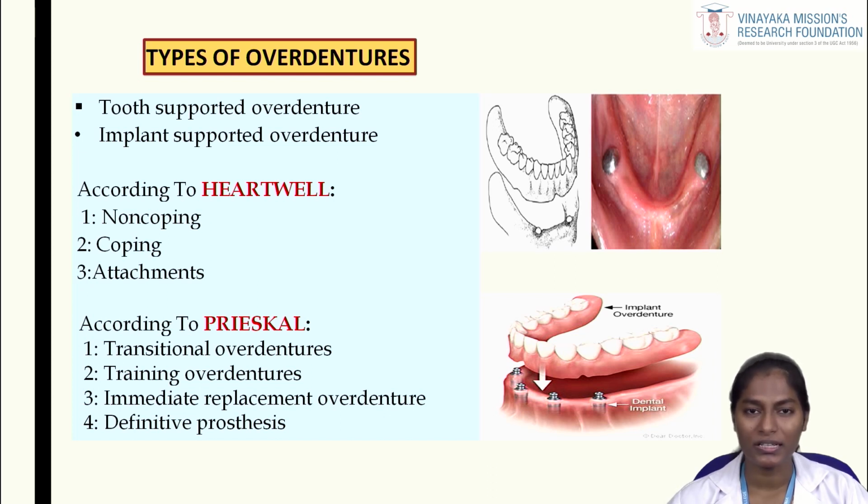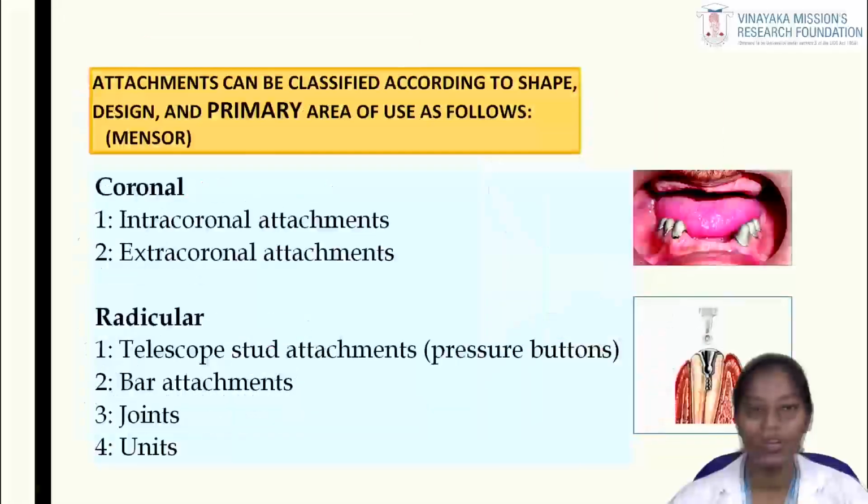Next, according to Priscall, he classified the overdenture as transitional overdenture, training overdenture, immediate overdenture and definitive overdenture. According to the attachments, they have been classified into two types. One is the coronal and the second is the radicular one. Coronal attachments can be extracoronal or intracoronal, that is, within the crown or outside the crown we are going to retain the attachments. If we are utilizing the root portion of the tooth, it comes under radicular. The most common are the stud attachments, bar attachments, joints and units.